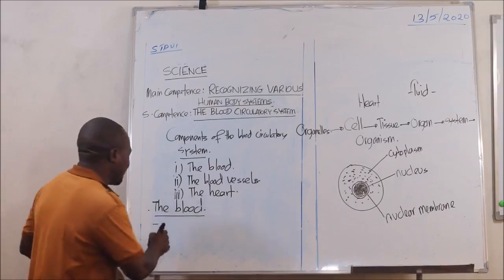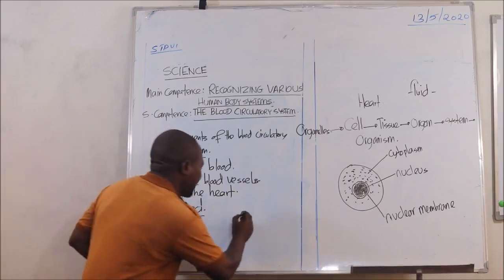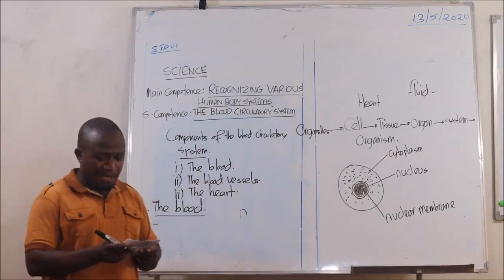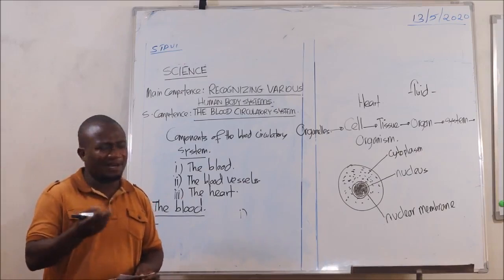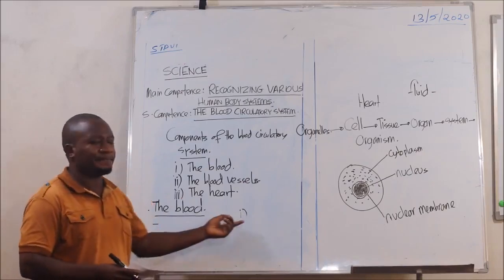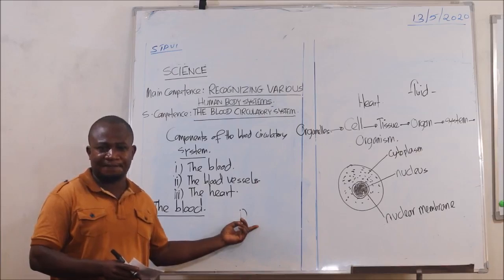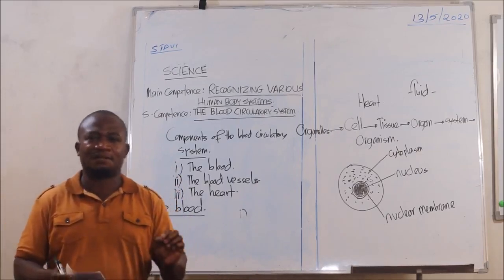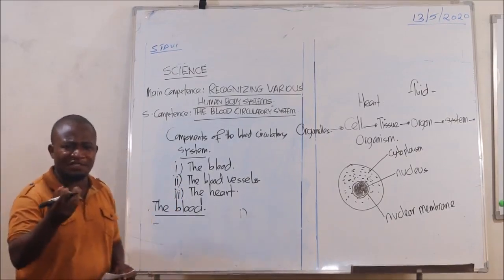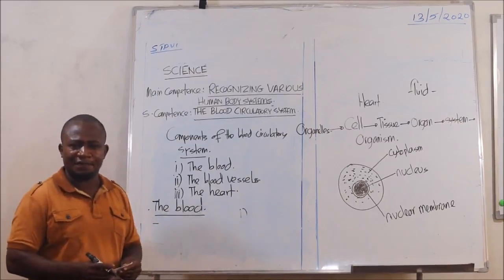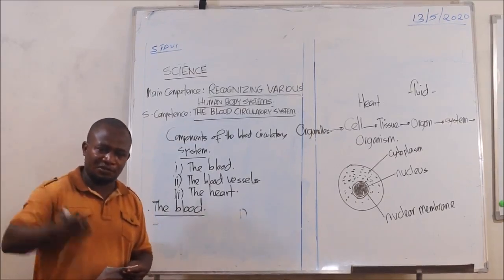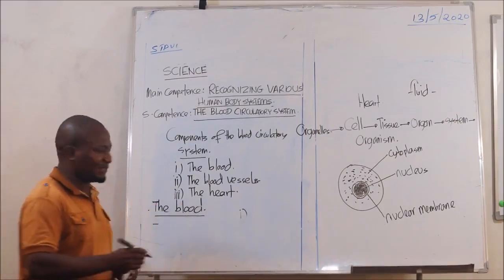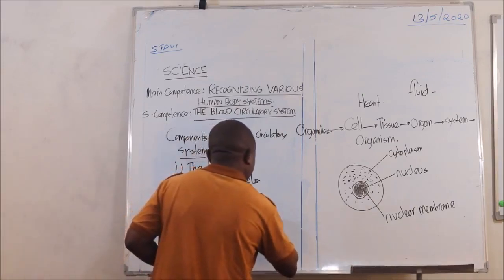Now, quick facts about blood. Very, very important facts. Fact number one: an adult human being has about 5 to 6 liters of blood. So an adult human being has 5 to 6 liters of blood in the body. When this amount is less, it is a problem. When this amount is more, it is also a problem. So the required amount in an adult human being is 5 to 6 liters. Very, very important to remember: 5 to 6 liters.